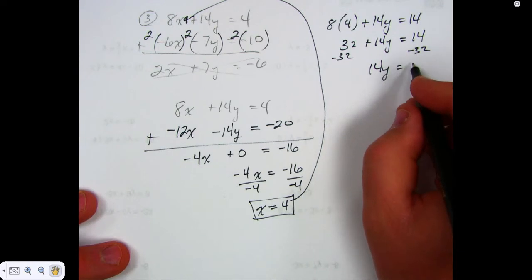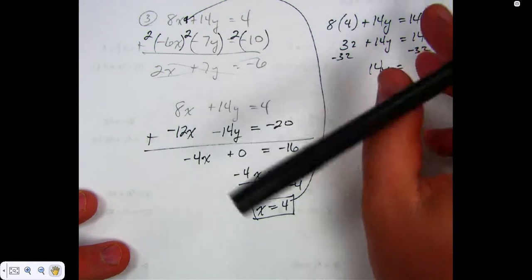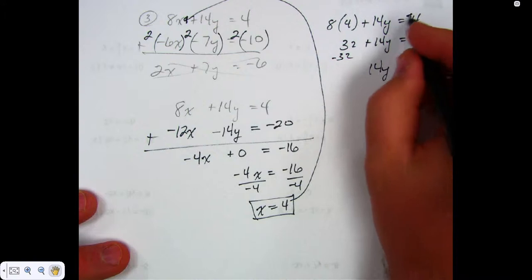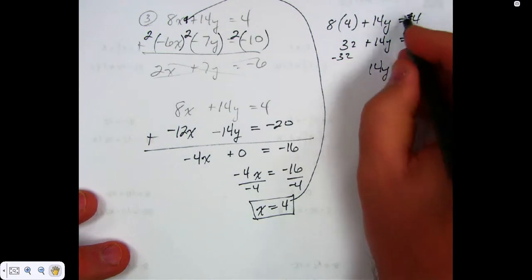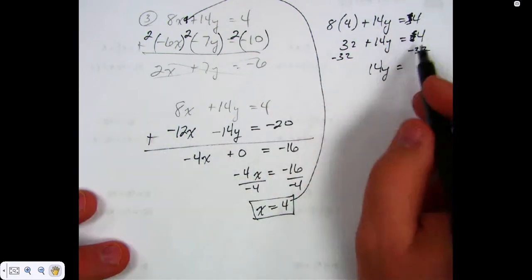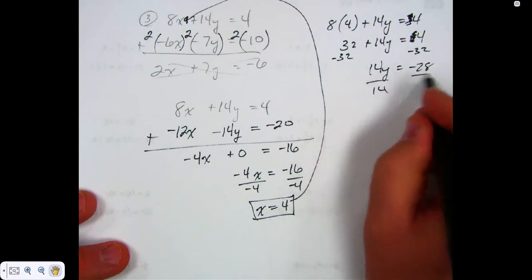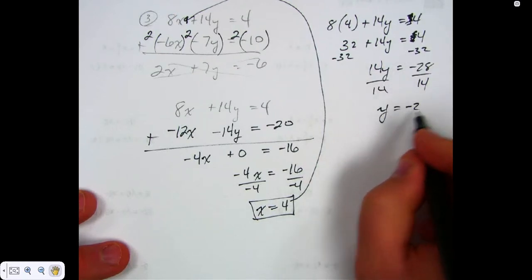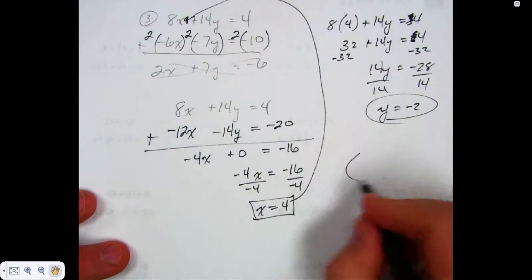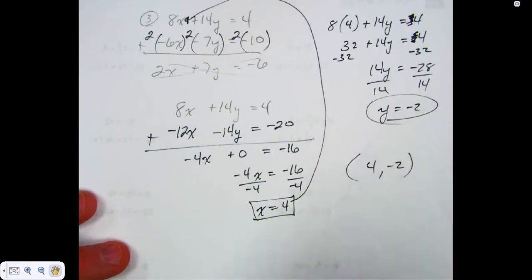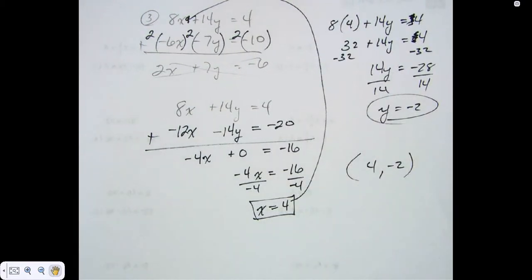Isn't it 4? Is equal to 4? Is that 14? Oh, it is 4, isn't it? I don't know why I wrote 14 there. So I get what? Negative 28. Divide both sides by what? Y is equal to what? So the answer is 4 comma negative 2. Write that down.